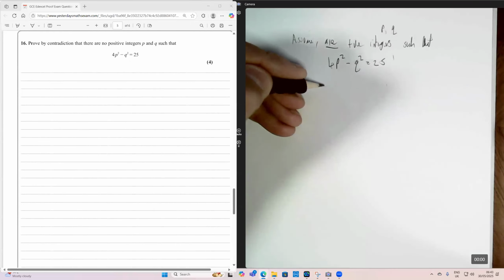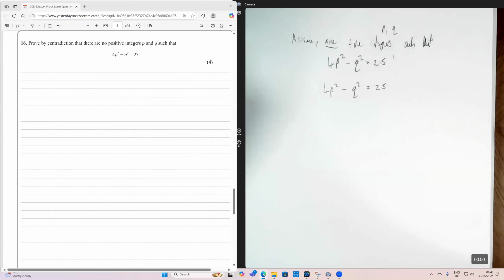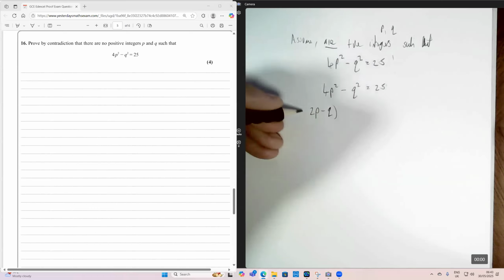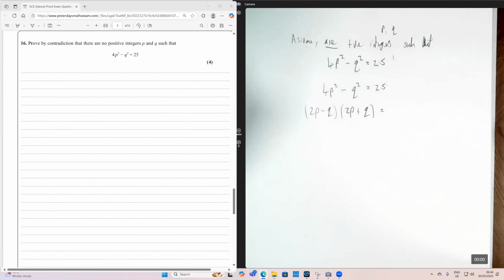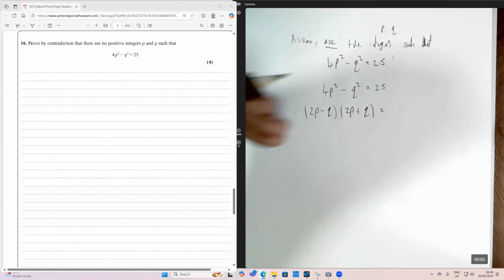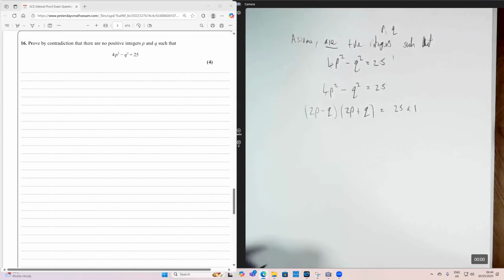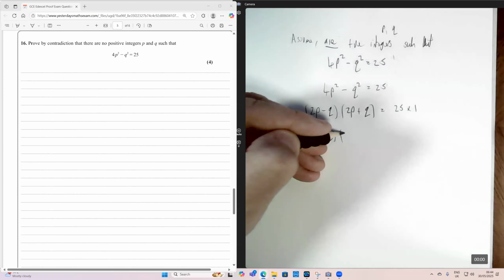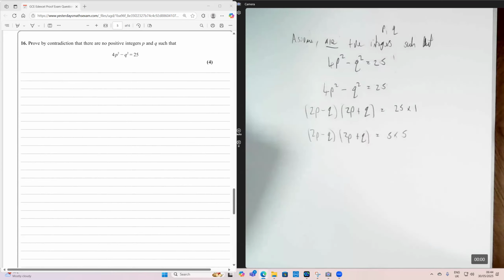Now, the first thing we can say, and again, students sometimes don't recognize this, is that 4p² minus q² is the difference of two squares. So we can think of that as 2p minus q times 2p add q. Now we've got two options available for 25. Either 2p minus q and 2p add q could equal 25 times 1. That's one option. Or perhaps 2p minus q times 2p add q could equal 5 times 5. So we've got two different options, okay?